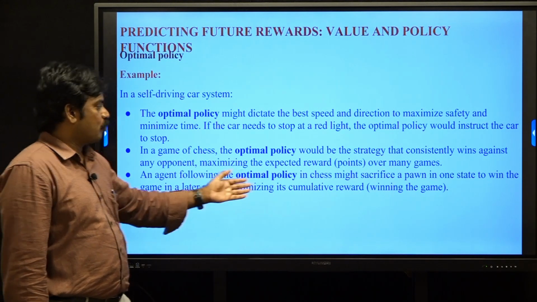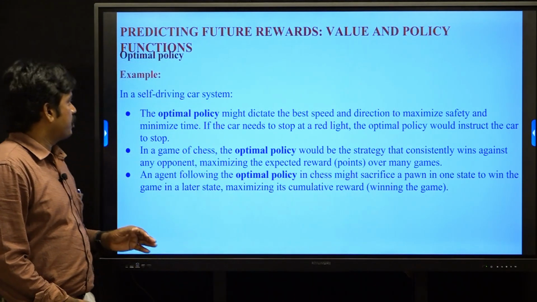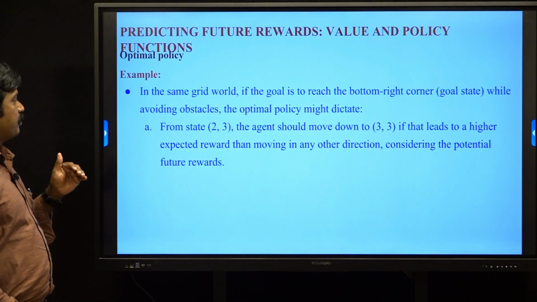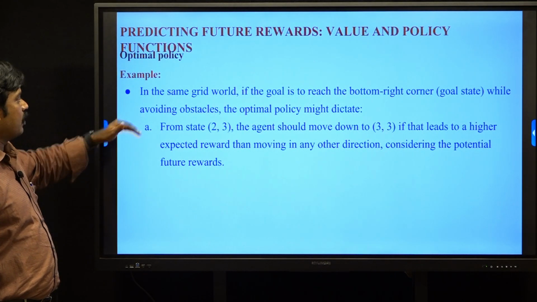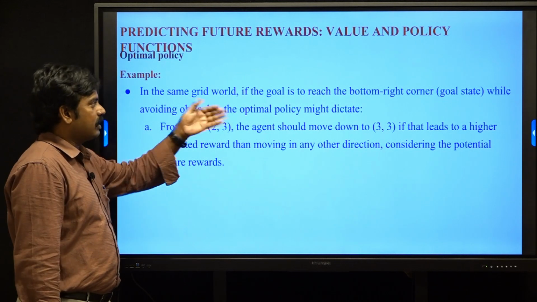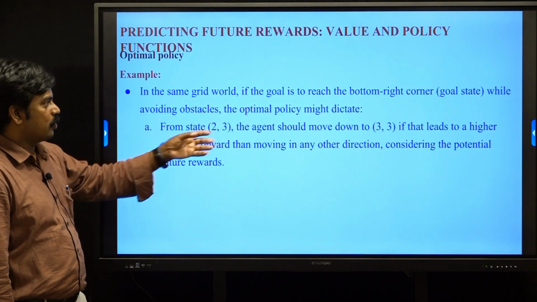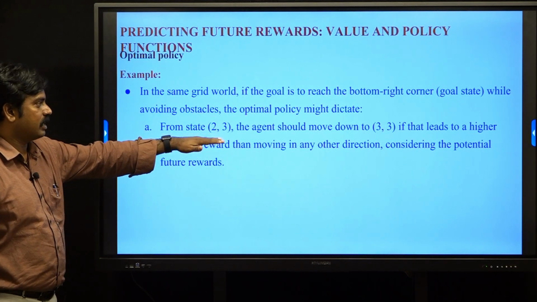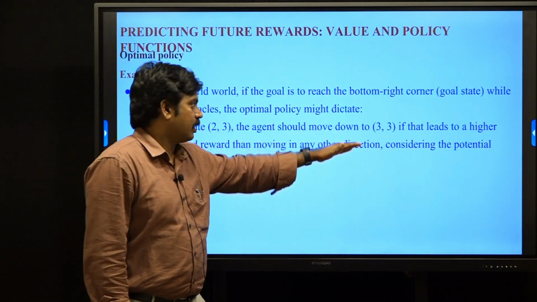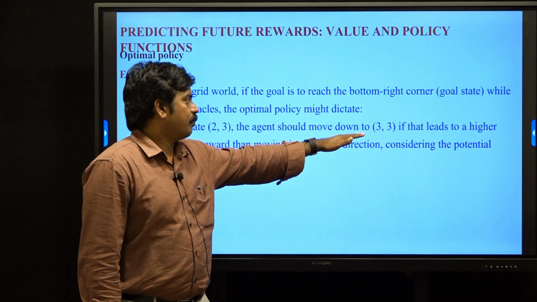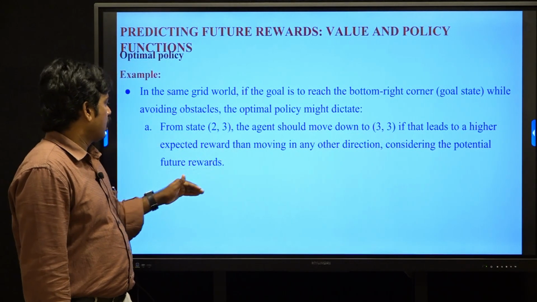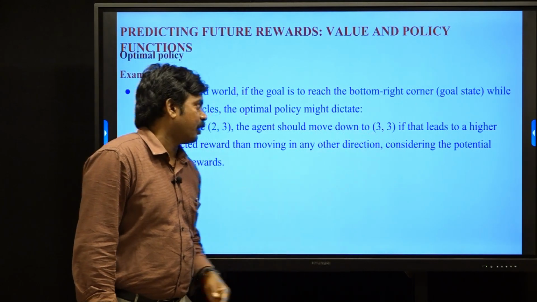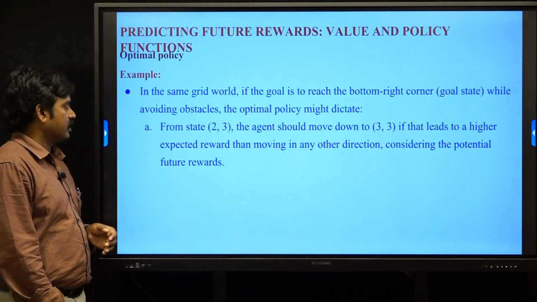It maximizes its cumulative reward. So the optimal policy is to maximize the rewards. We indicate the optimal policy with pi star. In the grid world example, the goal state is the bottom right corner, while avoiding the obstacles. Under the optimal policy, we are at state 2, 3 and we go down to 3, 3. That is the best solution, instead of choosing another move. That is the optimal policy.